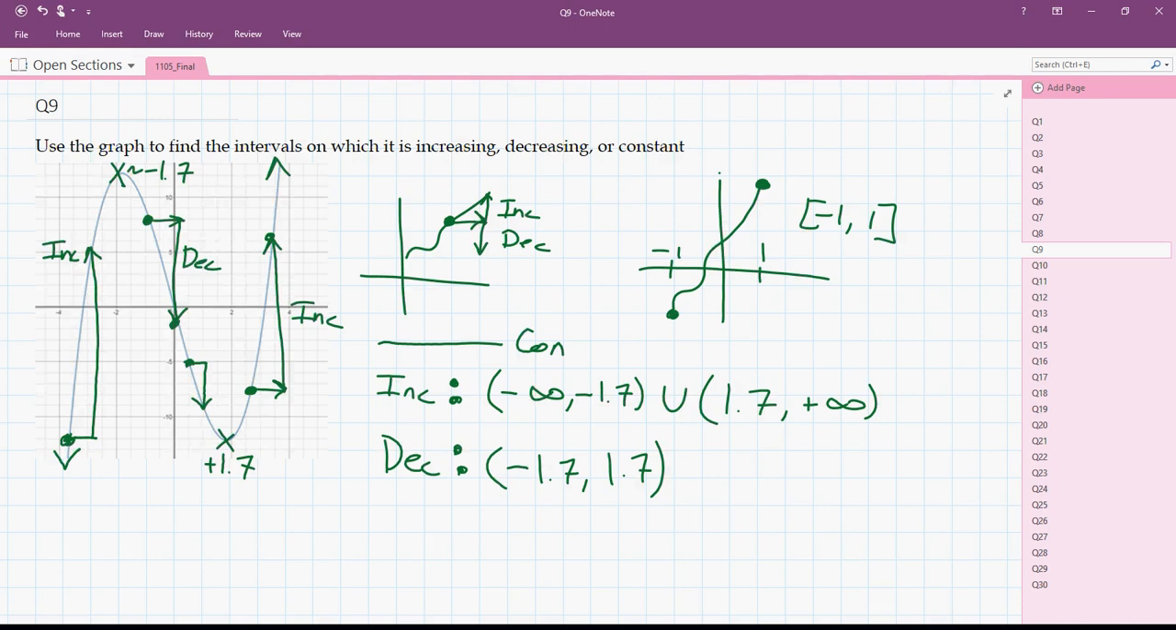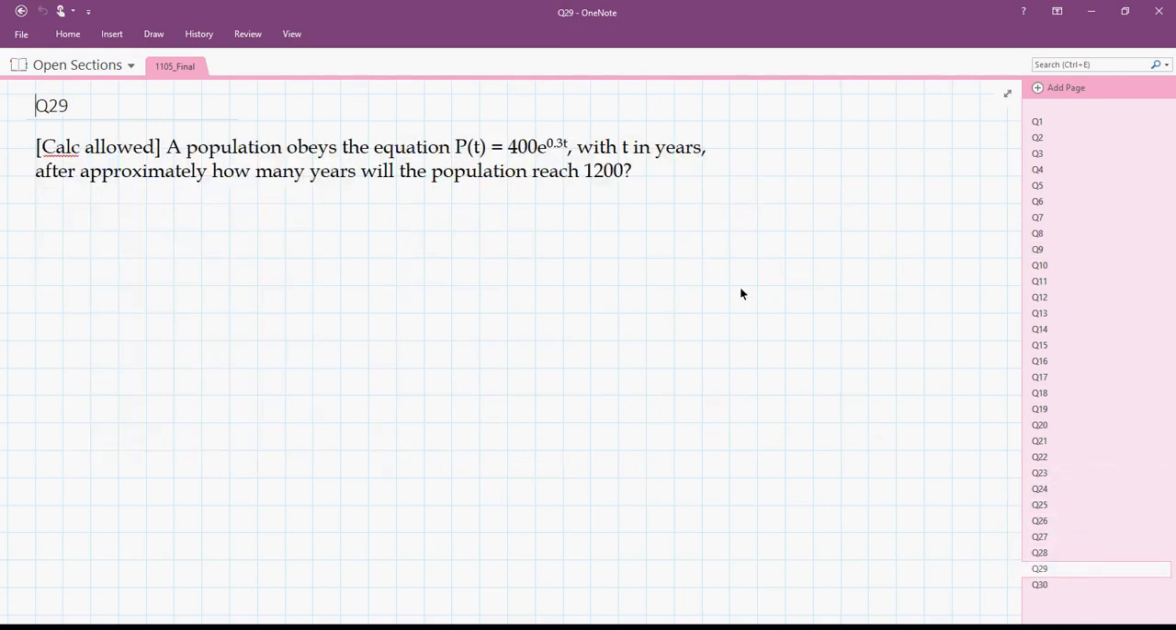So, the last two? Sure. Oh, calculator allowed. Perfect.